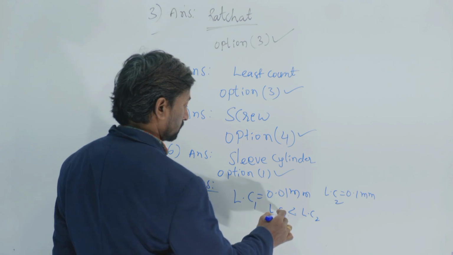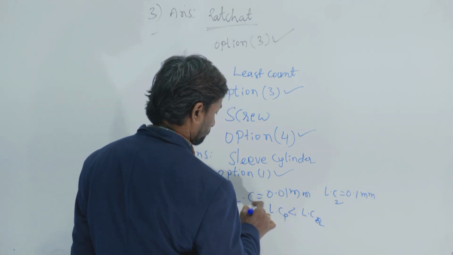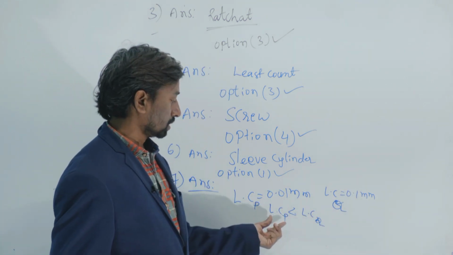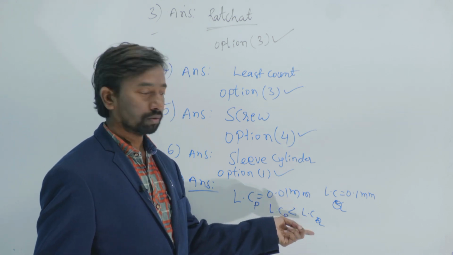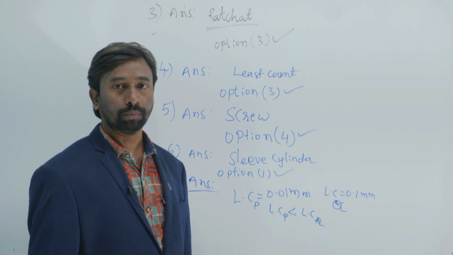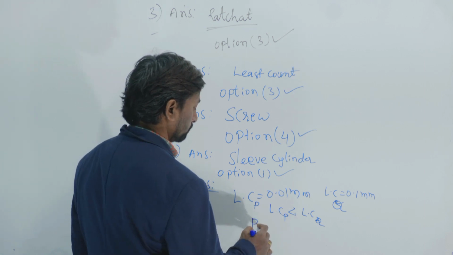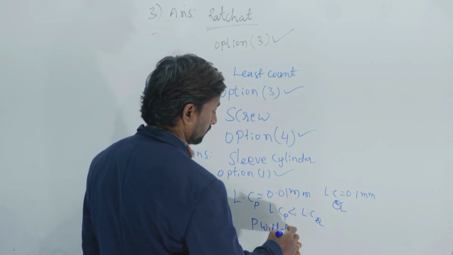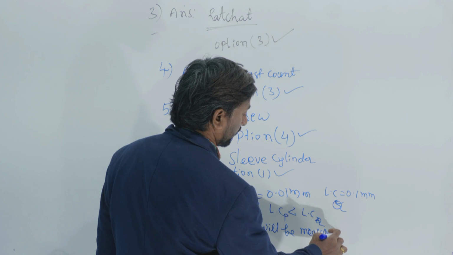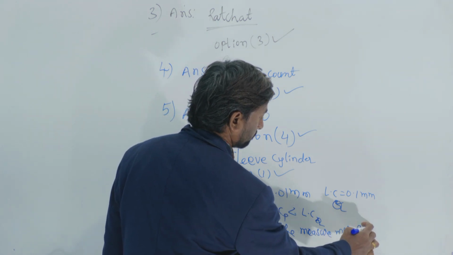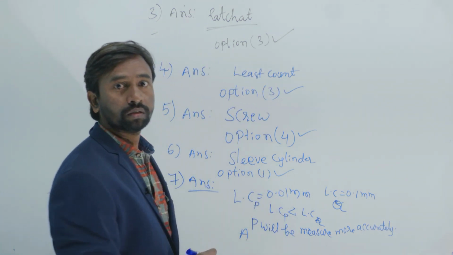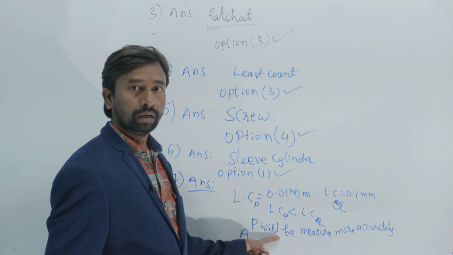Here this is P and this is Q. The least count of P is lesser than the least count of Q. So the one which has a lesser least count can measure more accurately. So P will measure more accurately.